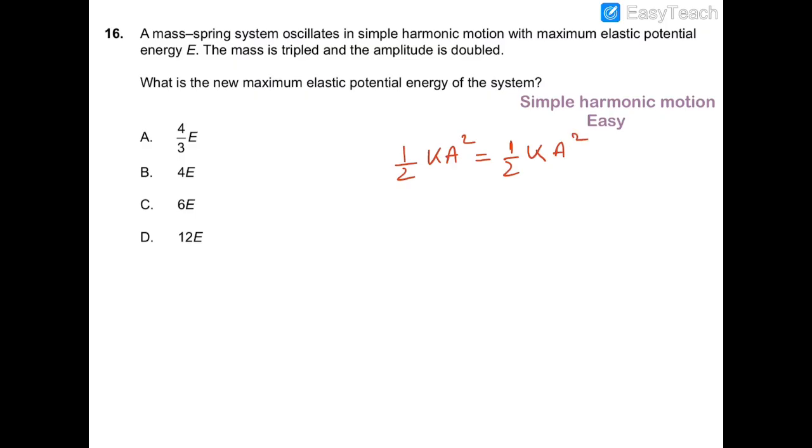So A square. Now mass is tripled and amplitude is doubled. So obviously mass is tripled but K remains the same and amplitude is doubled, so the energy would become 4 times. So the correct answer will be 4A. Now let us move on to the next question.